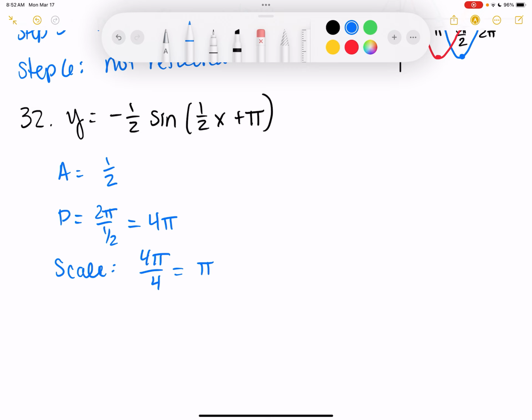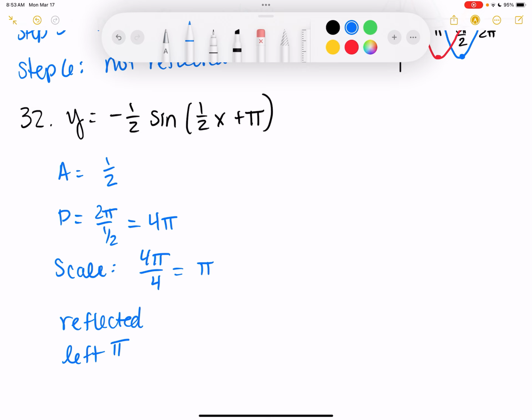What else is happening to this graph? Basically doing steps 4 through 6 here. It's reflected. What else? What is this plus pi in here telling me I'm doing? Going left. Yep, left pi.